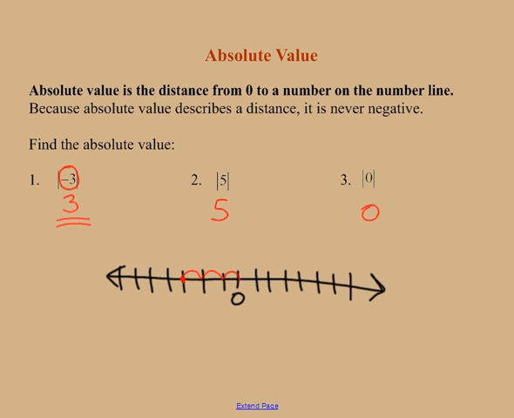All right, let's look at positive 5. Here's positive 5. 1, 2, 3, 4, 5 units away. That's why the absolute value of positive 5 is 5. And finally, we have the absolute value of 0. Well, of course, 0 is right here. And how far is 0 away from 0? Well, 0 units. So remember the definition that absolute value is the distance from 0 to a number on the number line.